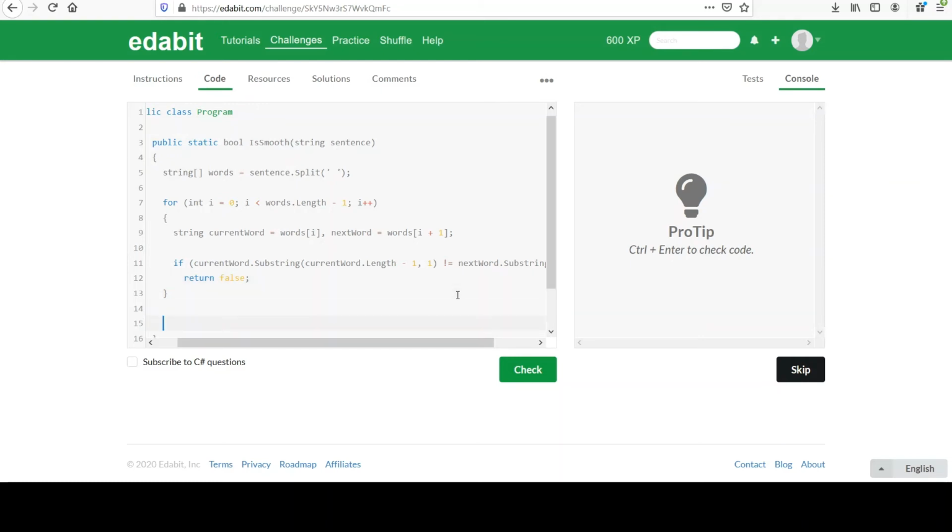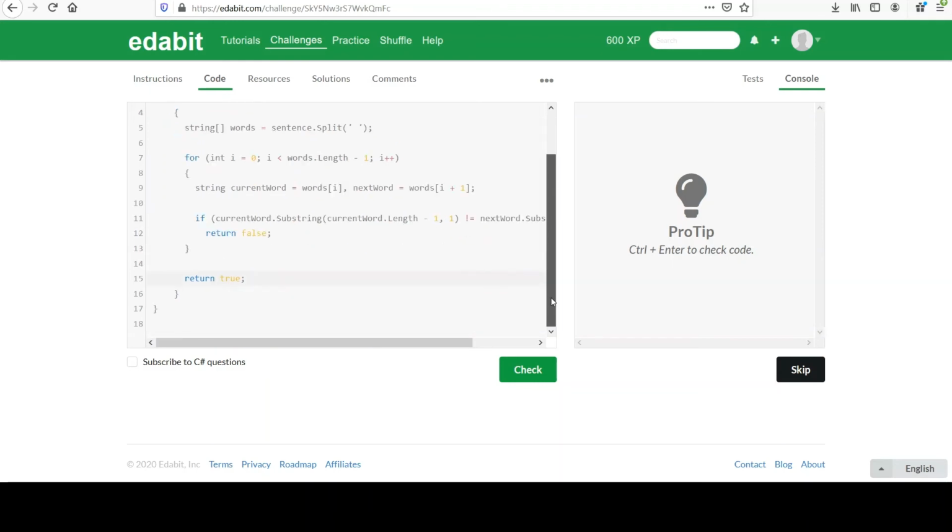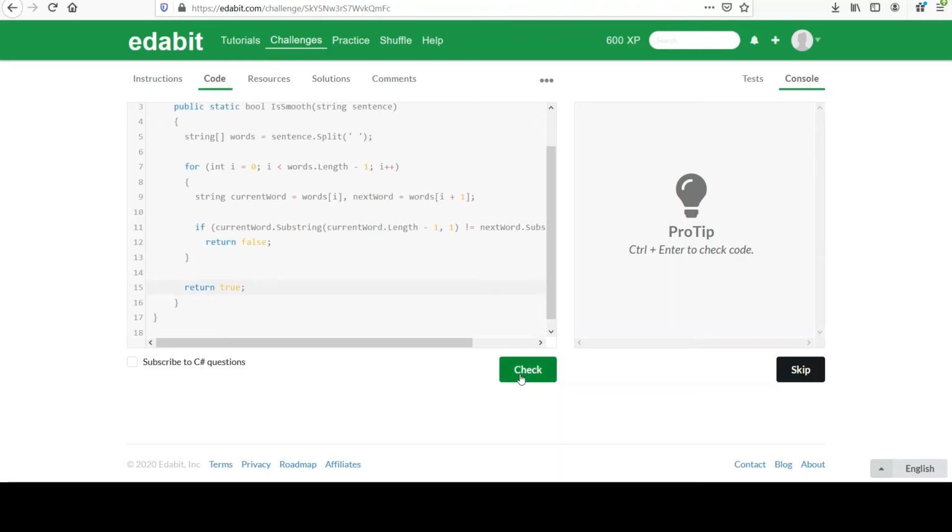And then provided you survive here, you never meet this condition. By the time you've processed all of the words except for the last one, which is unnecessary, we can say to return true that everything matched up. So there is a slight problem here, but let's give it a run. This should mostly be okay.